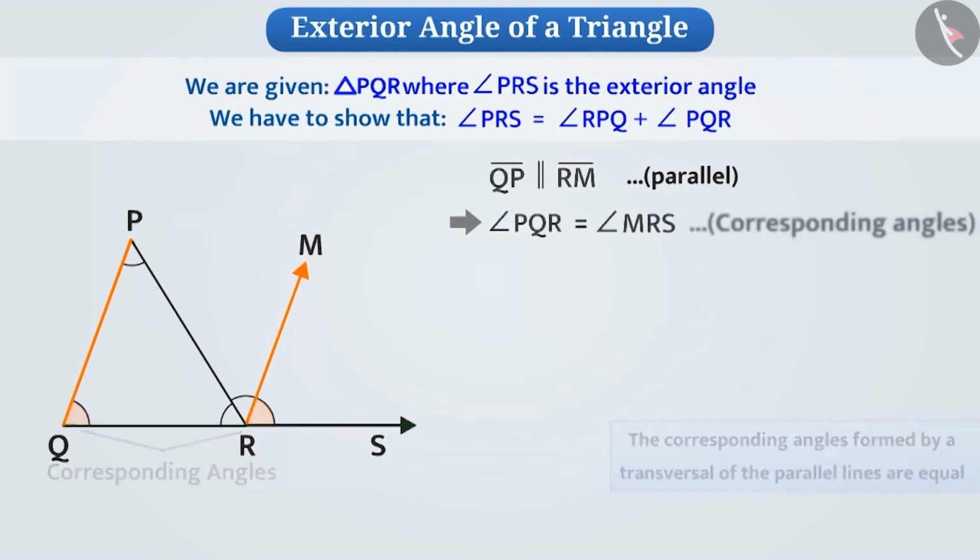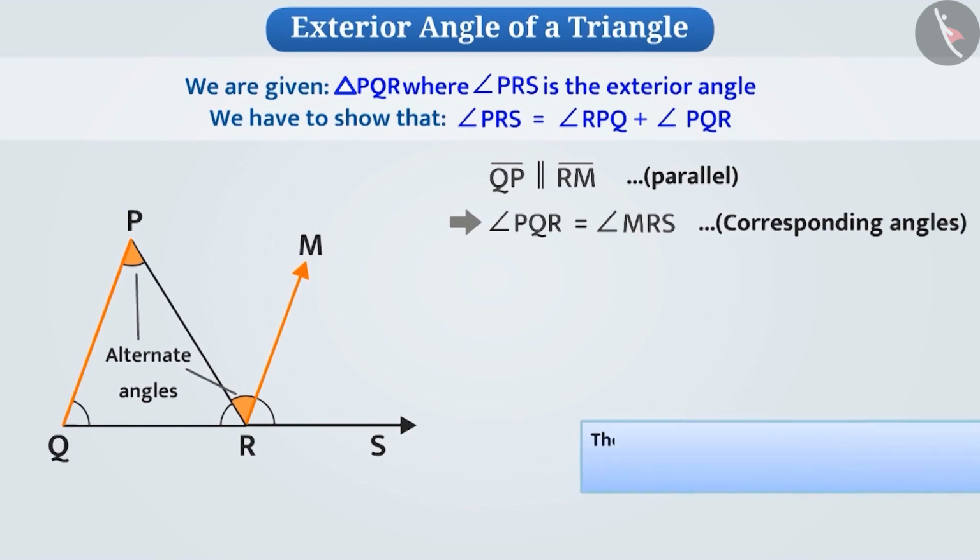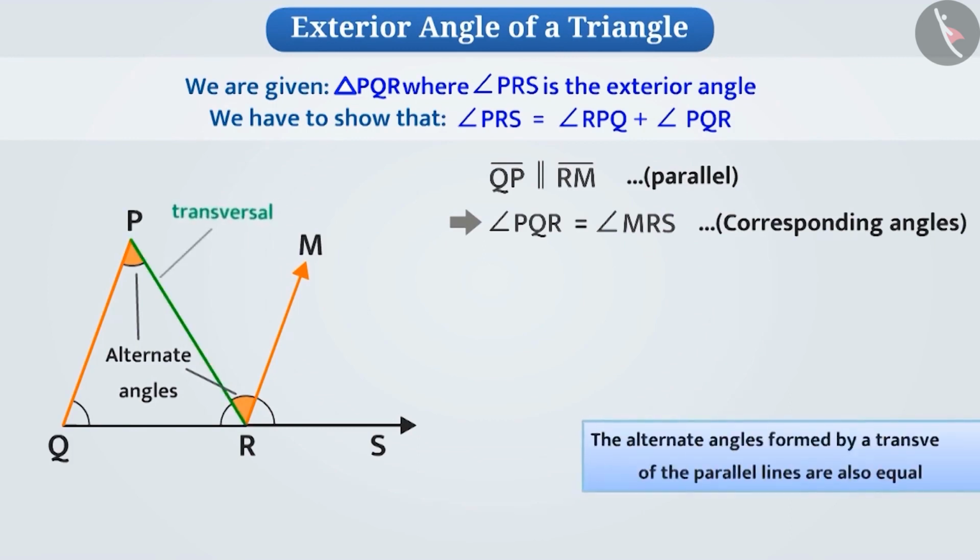Similarly, here angle RPQ and angle PRM are alternate angles, and the alternate angles formed by a transversal of the parallel lines are also equal. So, angle RPQ is equal to angle PRM.